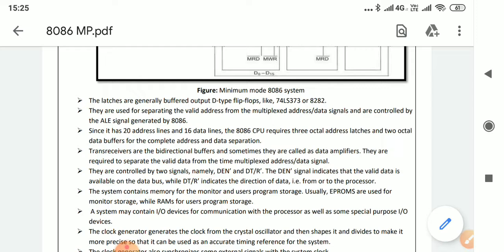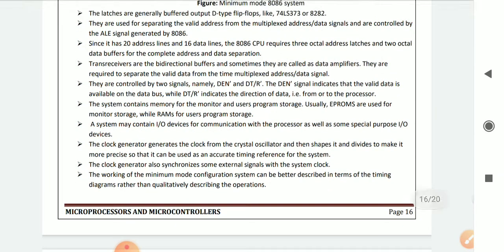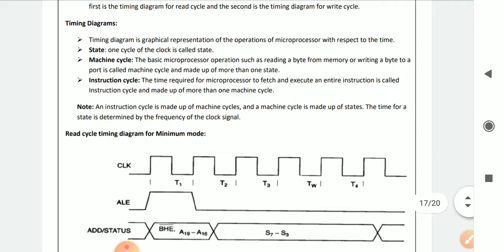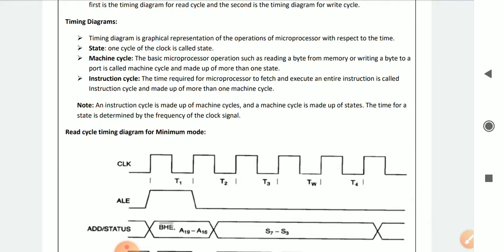The system contains memory for the monitor and user program storage. Usually EPROMs are used for monitor storage. Okay, erasable programmable read-only memories are used for the data storage. Okay, so not permanent, it is erasable. Nowadays in microcontrollers or in every processor there is a flash memory. You can write a program and you can erase it electrically. Okay, so read all the points for the minimum mode operation. Okay, timing diagram, if you can do this, otherwise you may skip it.